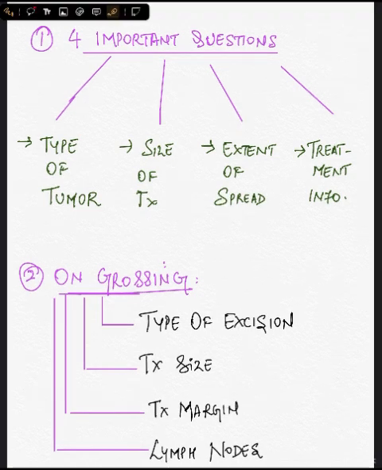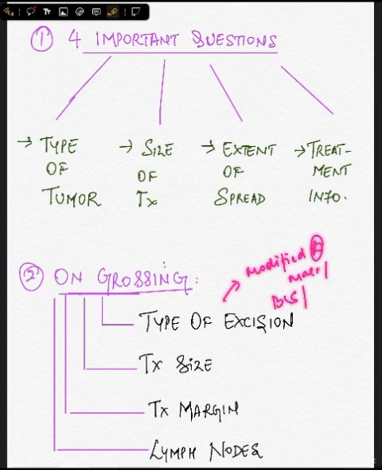Before reporting the histopathological features on the microscope, we must first document the findings that we see on the particular breast carcinoma specimen while grossing the specimen itself. First of all, we must document the type of excision done by the surgeon, whether it is a modified radical mastectomy, whether it is a breast conservation surgery, or whether we have received a breast biopsy.